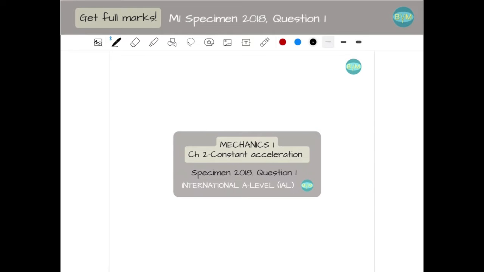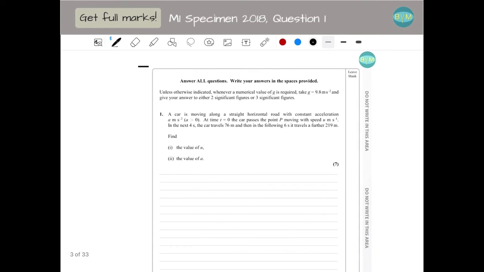Hello, this is question 1 on your specimen 2019. It's a constant acceleration question, so a mechanics 1 question, and I'm going to show you how you can get full marks in this question. This question is 7 marks.